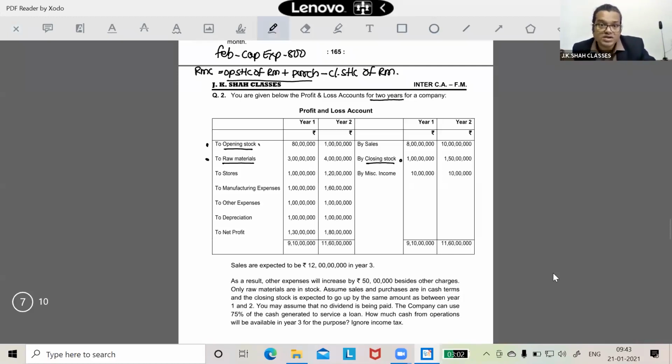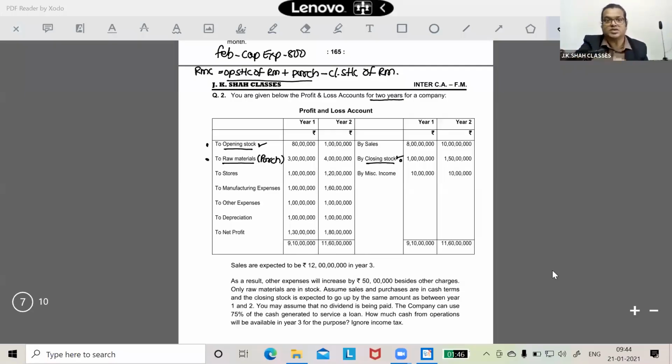But in my question, I can see the opening stock also, and I can see the closing stock also. What does that mean, people? That means this raw material is not consumed, but this is the amount of what? Purchases. Do you agree with this? That this is purchases, right? If it was raw material consumed, then what would have happened? Then we would not have seen the opening stock of raw material and the closing stock of raw material.